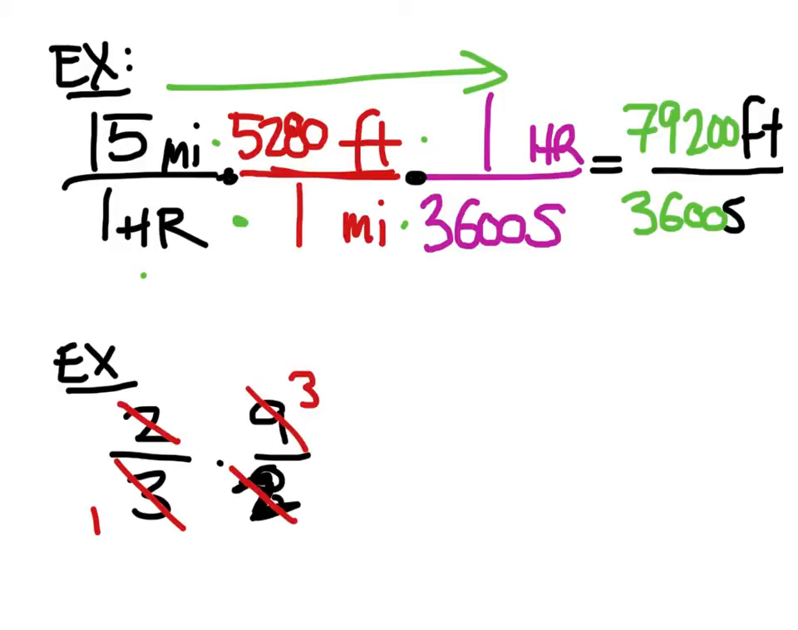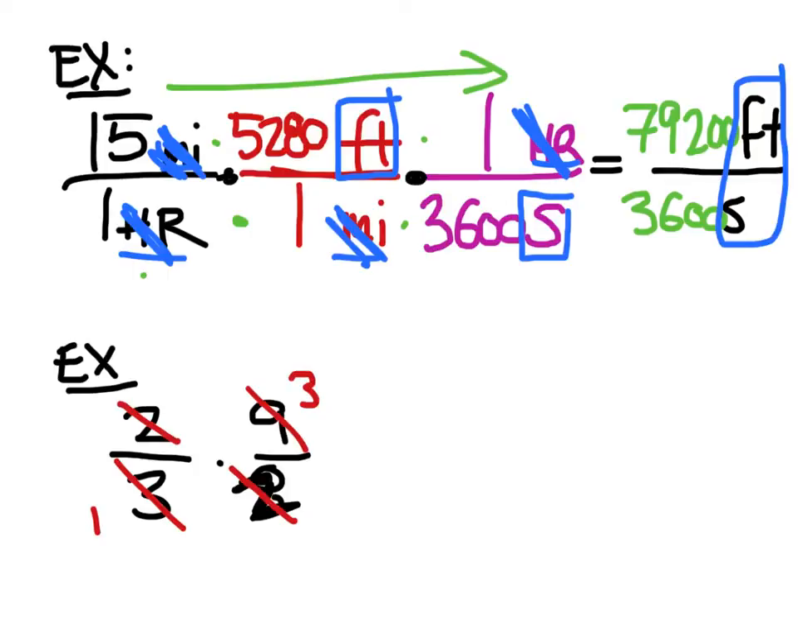So if you look here, notice how hours is on bottom and also on the top. It's canceled. Same with miles. Here you got miles on top, miles on bottom, cancel them. So what are you left with? Well, you got feet and seconds. So that's why this label works. The numbers are just multiplication.